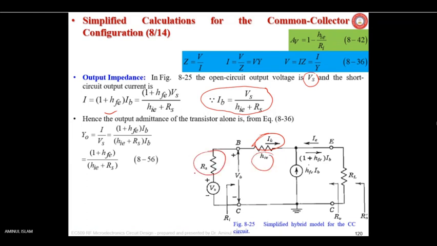Here it has to be open circuited, meaning from this to this the resistance is not there, for finding out the output voltage. And normally, for finding out the output impedance, you connect the external voltage source there. So the output admittance of the transistor alone is YO equals this. Is this expression going to come or not? Yes, sir, it will come.